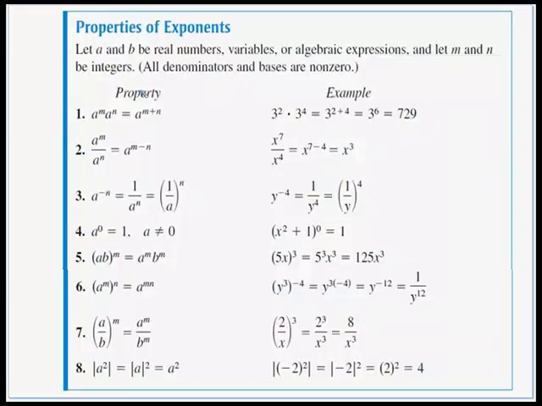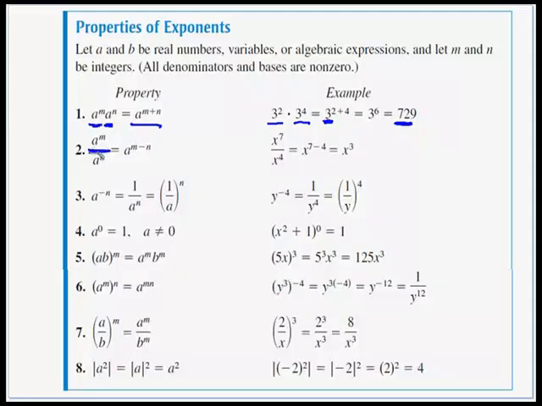The properties of exponents. First property: if the bases are the same and you're multiplying, you add the exponents. Like if you have 3 squared times 3 to the 4th, the bases are the same and you're multiplying, so the base stays 3, and the new exponent is 2 plus 4, or 6. And 3 to the 6th is 729.